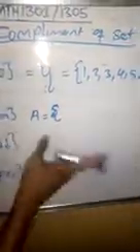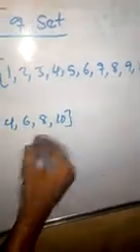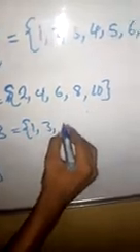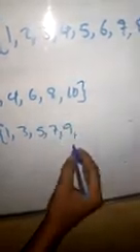Now, for set A, they say x such that x is even. That means the even numbers in this place. So now let's bring out the even numbers. What are even numbers? Even numbers are numbers that can be divided by 2. So it will be 2, 4, 6, 8, and 10. And then they say B, x such that x is odd. Odd numbers are numbers that cannot be divided by 2. 1, 3, 5, 7, 9, and that's all.